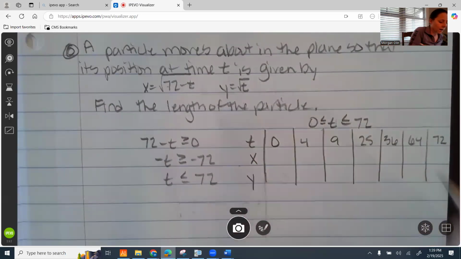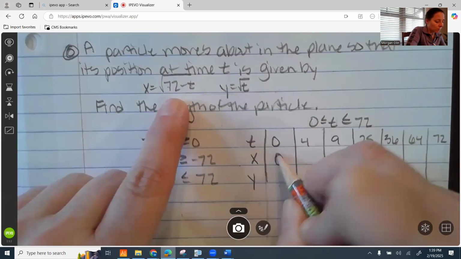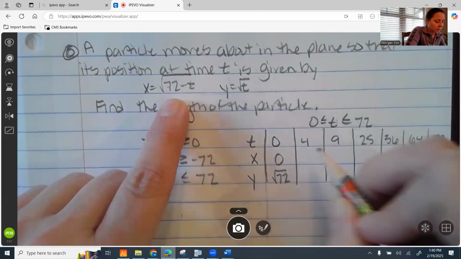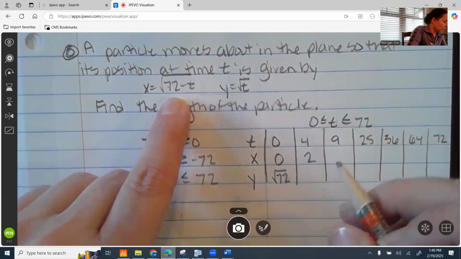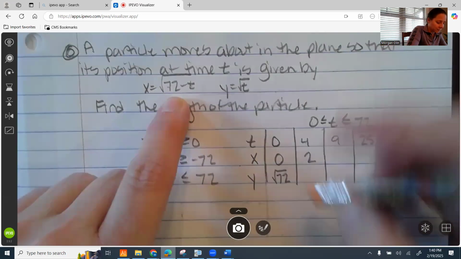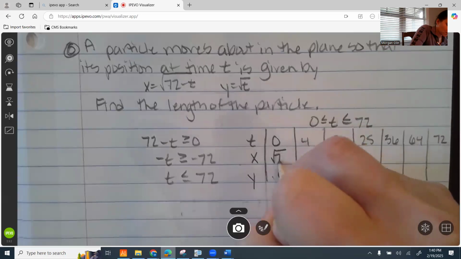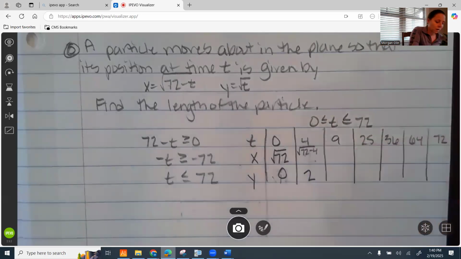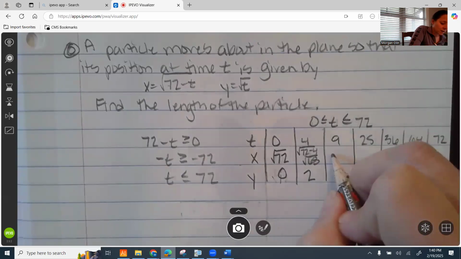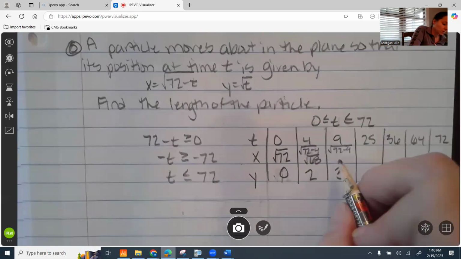X and Y. The reason I did that is that the square root of 0 is 0, and when I plug 0 in here, I get the square root of 72. The square root of 4 is 2, and I've got these backwards, actually. Hold on. The 0 should be here, and 2 should be here. This is the square root of 72. This is the square root of 72 minus 4, that's the square root of 68. This is the square root of 9, which is 3, so the square root of 72 minus 9 leaves us with 63.